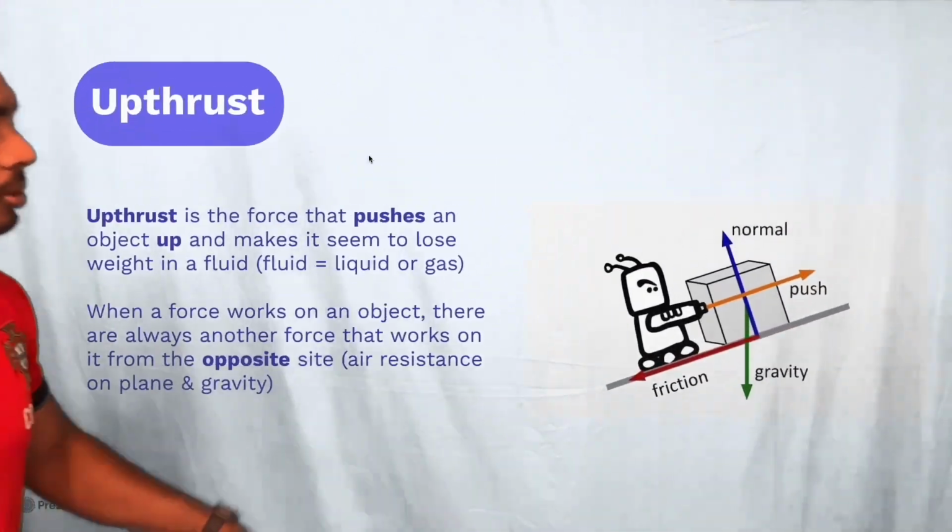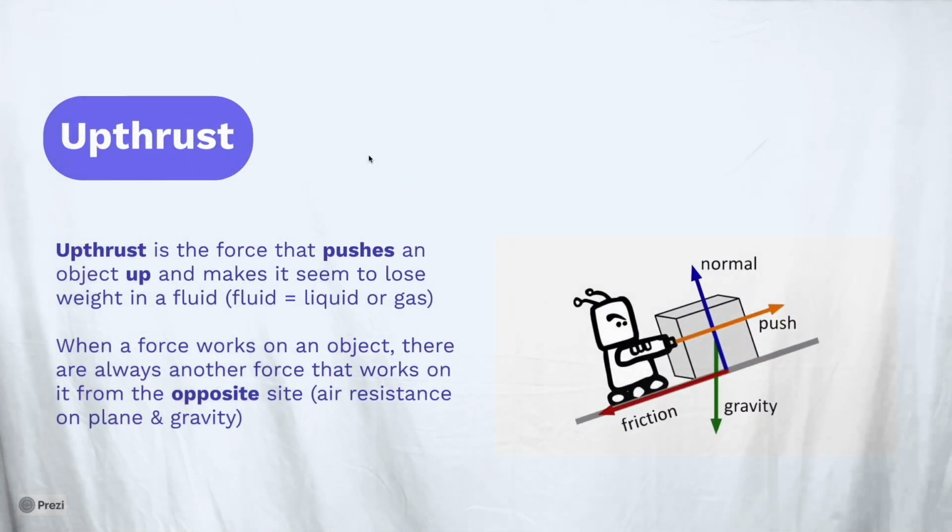All right, since we're talking about rockets, check this out. This is upthrust. Upthrust is another type of force. It pushes an object up. It makes it seem to lose weight in a fluid. A fluid is either a liquid or a gas, meaning air or water. When a force works on an object, there is always another force working on it from the opposite direction.